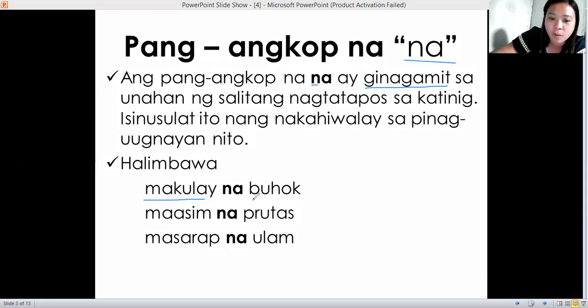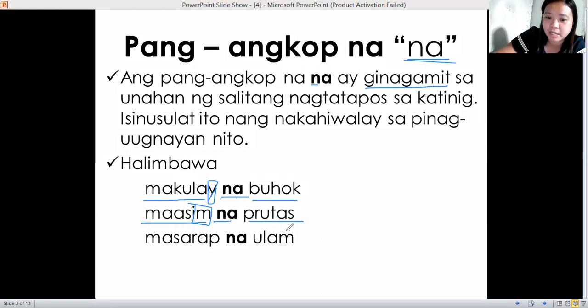So makulay, buhok. You are going to use na if the last letter of the first word ends with, yes, consonants. Okay, katinig. So if it ends with consonants, you are going to use na. Like this one, makulay na buhok. Look at the second one, maasim. The first word ends with letter M. So we are going to use na prutas.